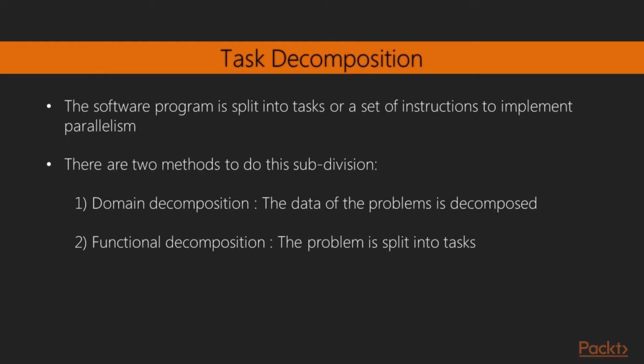So the first one is the task decomposition. In the first phase, the software program is split into tasks or a set of instructions that can then be executed on different processors to implement parallelism.